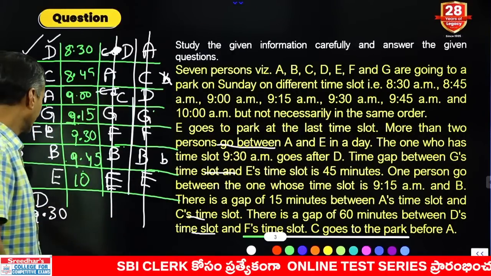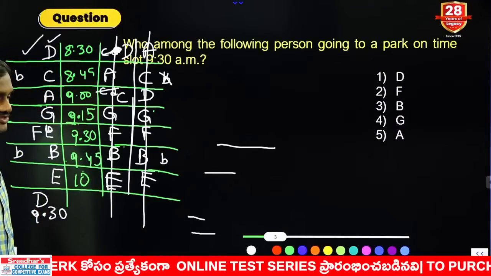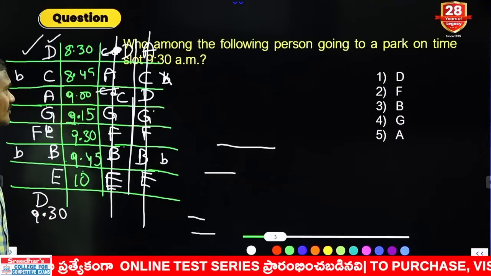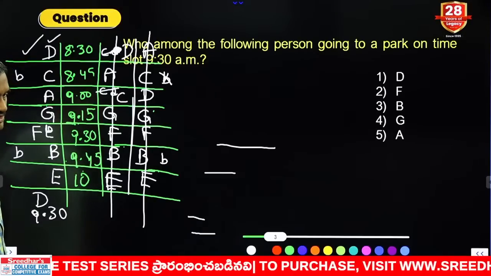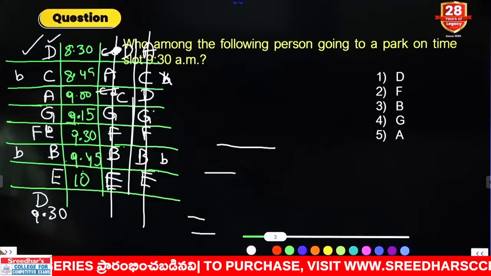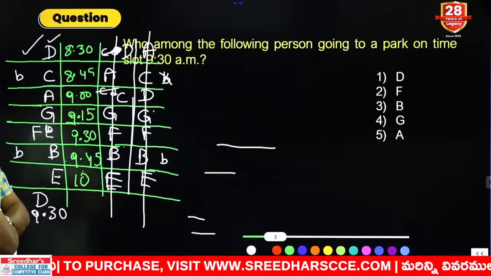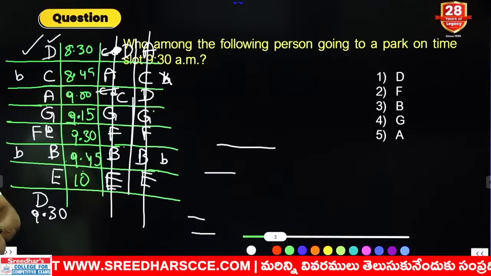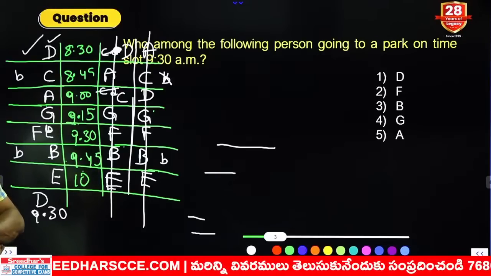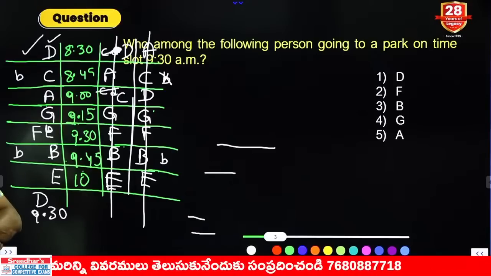Okay, then coming to question number 1. Yes, make it fast. Question number 1, you should answer. Who among the following persons is going to the park at the time slot of 9:30? Time slot at 9:30, who is going at 9:30? Yes, tell me your answer. Question number 1. Yes, choice 2, good. F.